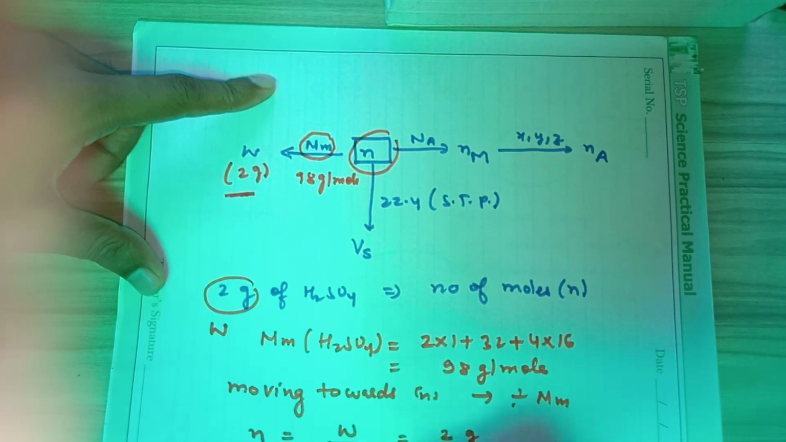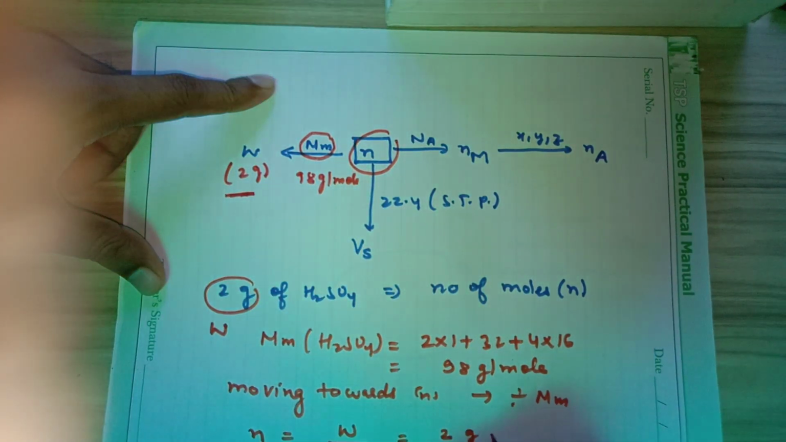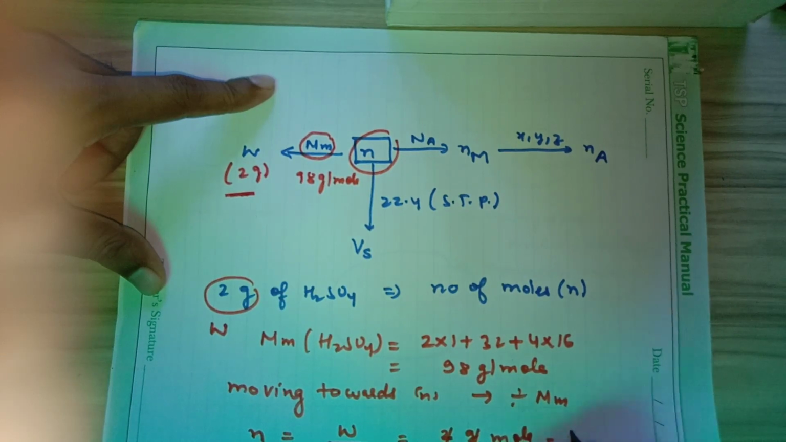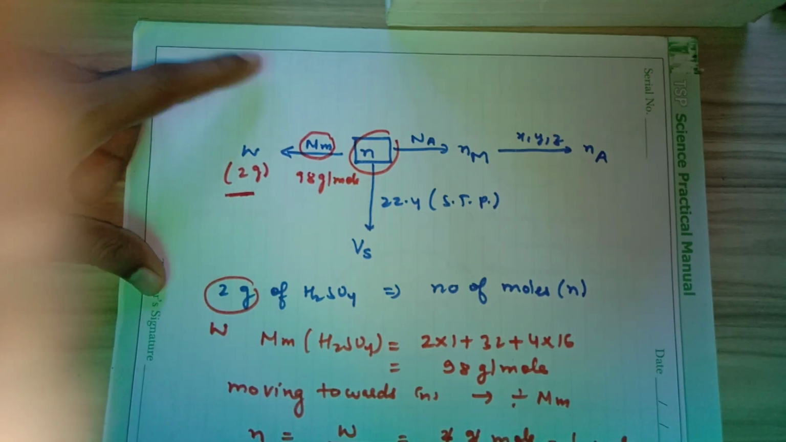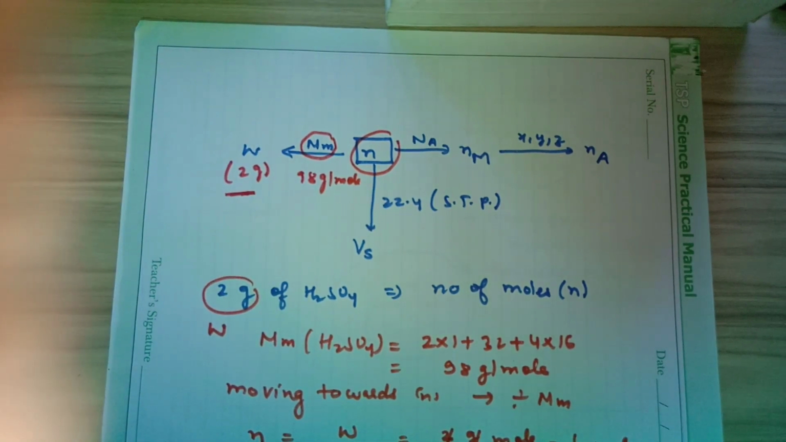So it will be 2 gram upon 98 gram per mole. Mole will be on the upper side, so gram and gram cancel out, it will be 1 by 49 mole. So in this way we can find number of moles. Let's take another concept.